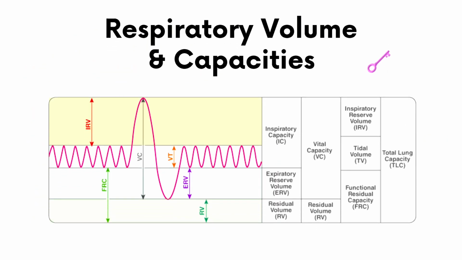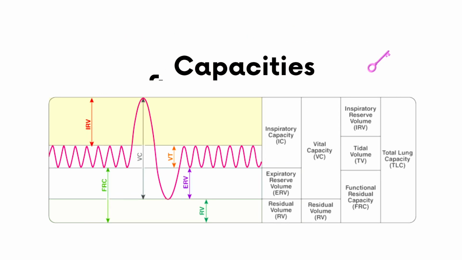Next, respiratory volume and capacities. Respiratory volume is the air moved by the lungs at a given point in the respiratory cycle. It consists of inspiratory capacities, expiratory reserve volumes, or the amount of air forcefully exhaled past the tidal volume, residual volume, or the air left in the lungs, vital capacities, inspiratory reserve volumes, or the deep inhalations, and the tidal volume, which is the amount of air entering the lungs during quiet breathing.